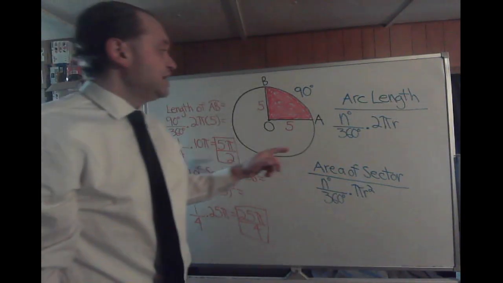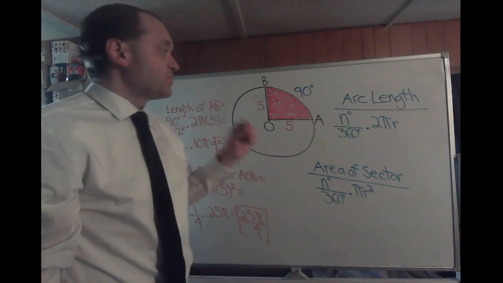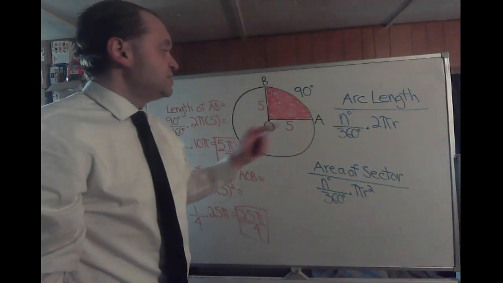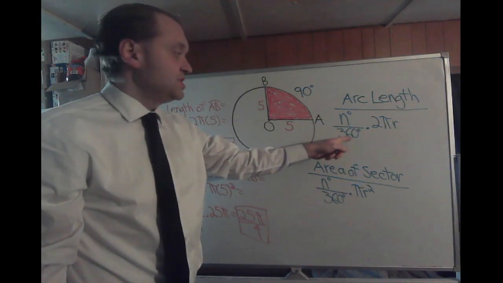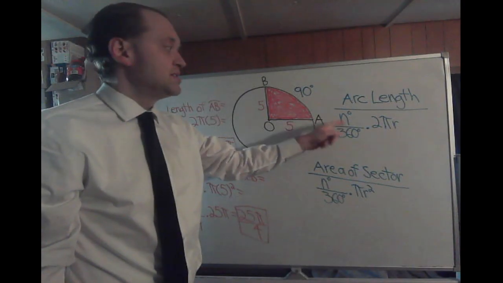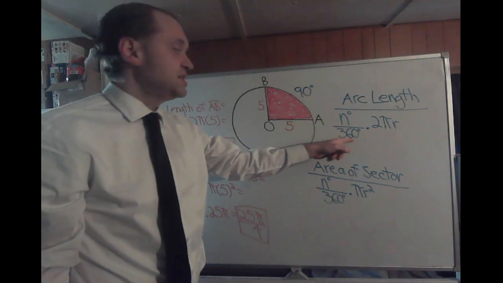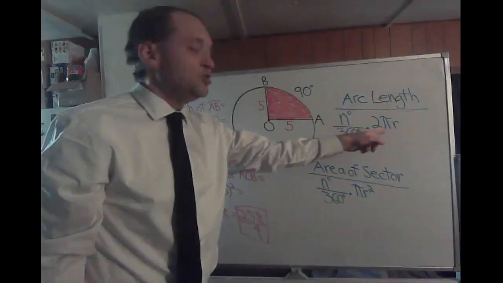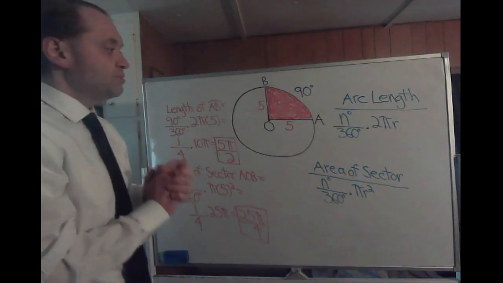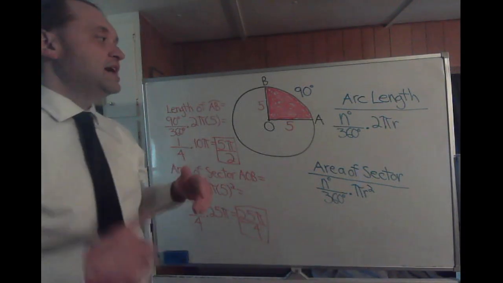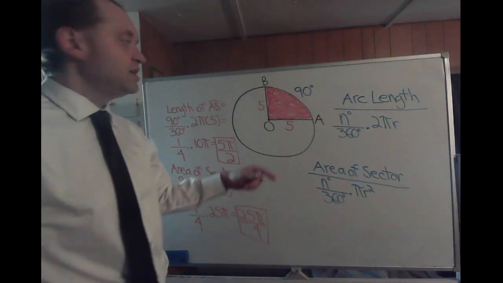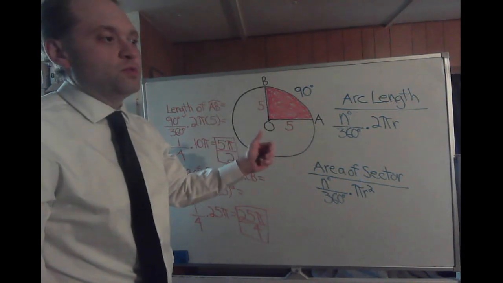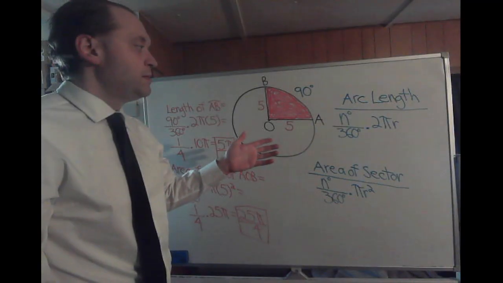To find the length of the arc of a circle, you take the number of degrees the arc is over 360 degrees, because it's a certain number out of 360. You take that times 2 pi r. So it's the number of degrees out of 360 times the formula for the circumference of a circle. So basically you're finding a mini circumference, if you will. That's the length of an arc.